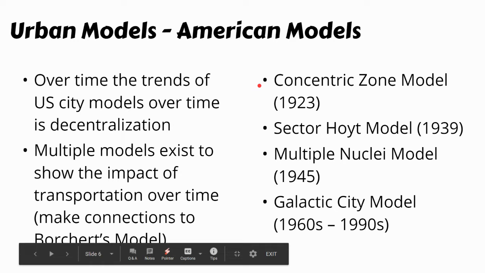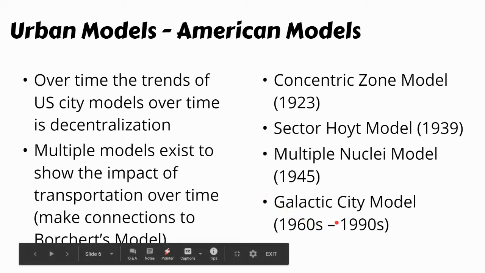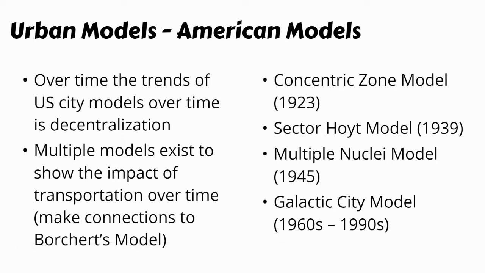They're going to show how decentralization begins to happen. So the concentric zone model is the model where the city center is still the most important part. And then by the time we get to the galactic city model, you're going to see that people are moving outside of the cities and you have the development of these suburbs. And I'm going to talk about an edge city on the next slide.